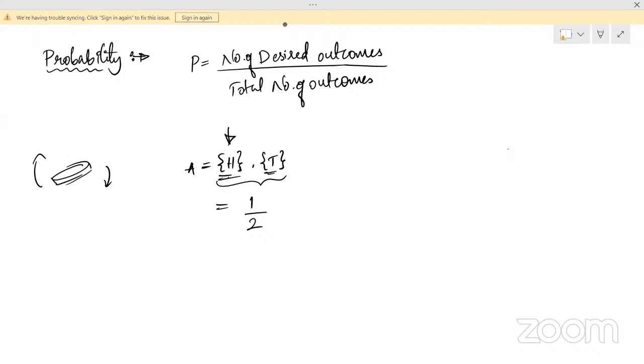What if this coin has heads on both ends? What is the probability of getting a head? 1 by 1. 1, correct. Now, what does this mean? What do I conclude when the probability is 1?